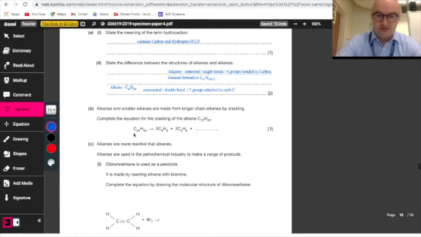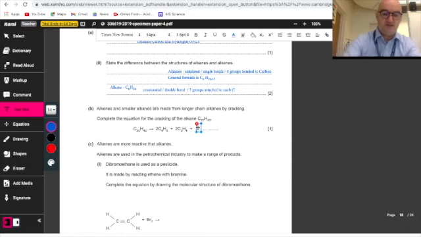Complete the equation for the cracking of the alkane C20. So this is just about adding up. We've got 20 carbons. Just look at the carbon: 2 times 4 is 8 carbon, 2 times 2 is 4, and 4 and 8 is 12. So this is going to make C8, isn't it?